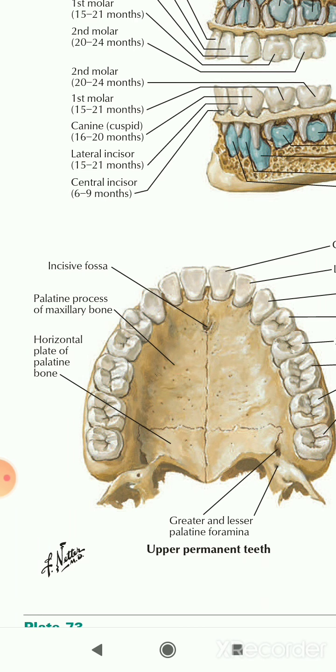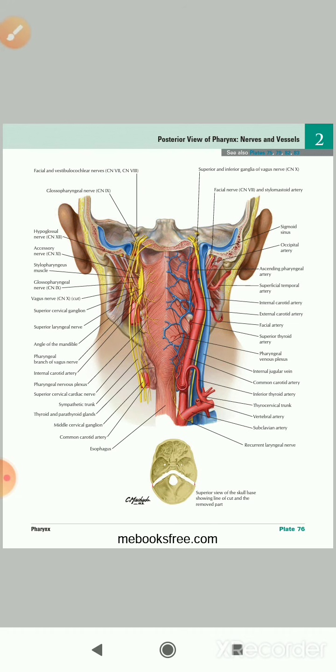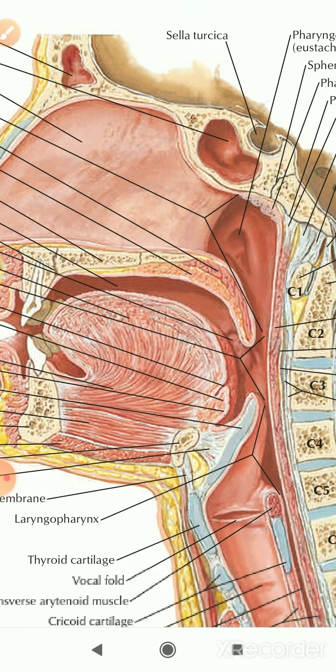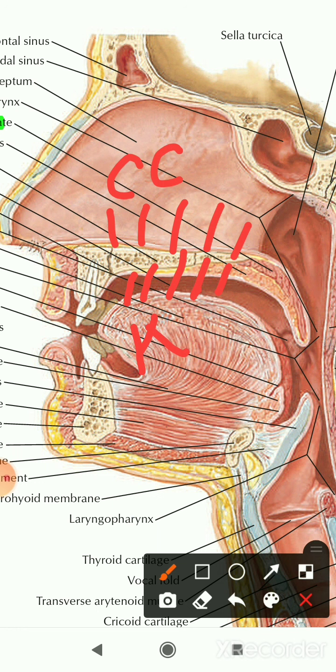Now what is the lining of the hard palate? We already told you hard palate is a junction between the nasal cavity and the oral cavity. So the upper surface of the hard palate will be the lining of the nasal cavity, that is the ciliated columnar epithelium, and the lower surface that forms the roof of the oral cavity, the lining will be the keratinized stratified squamous epithelium.